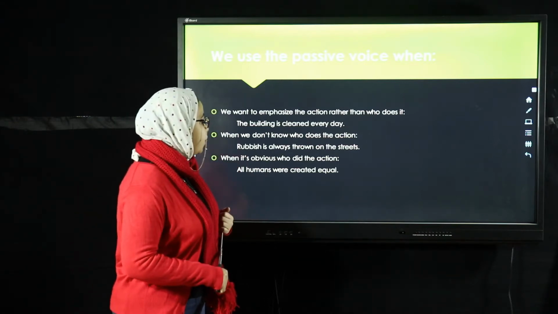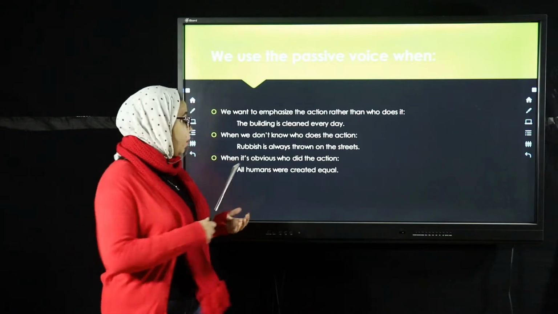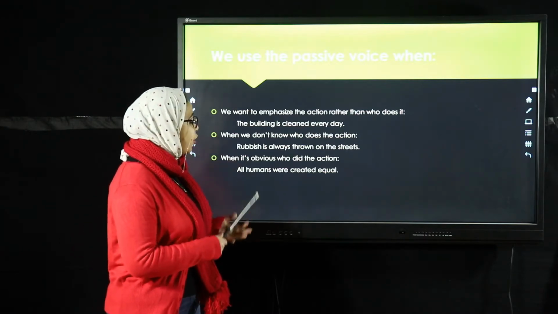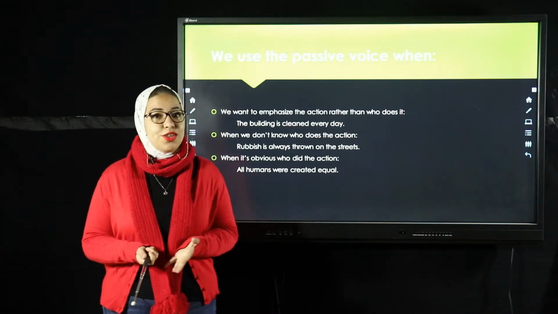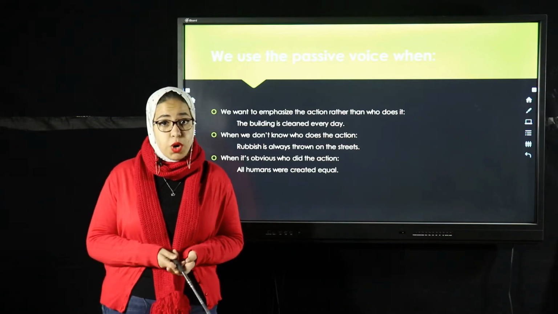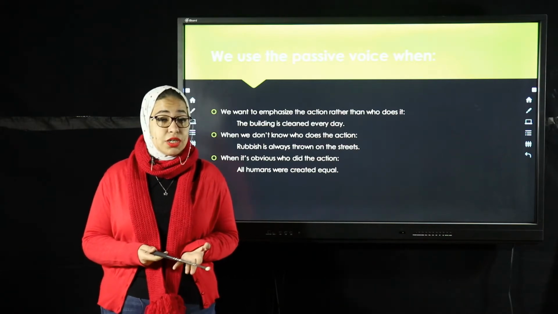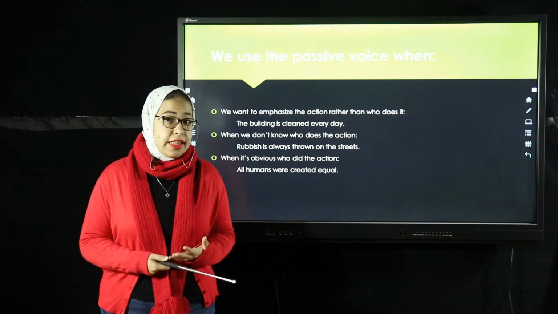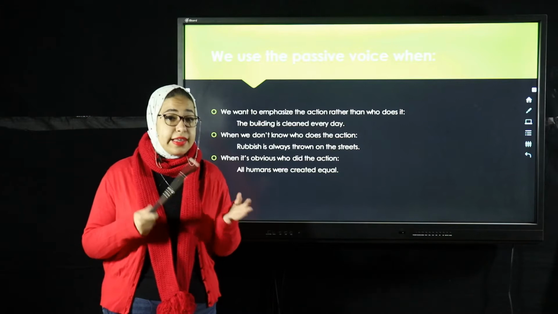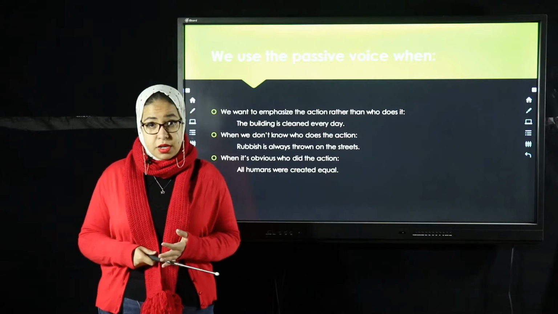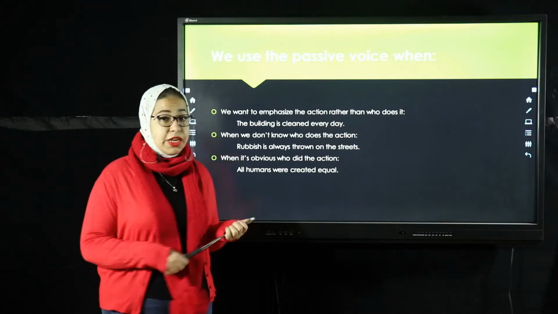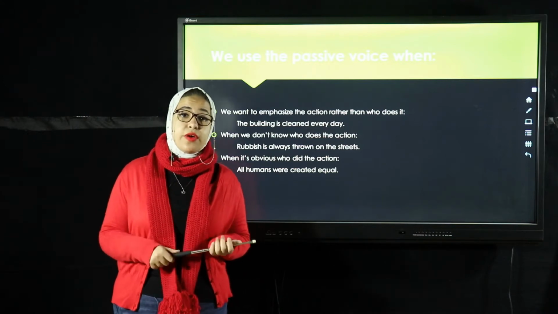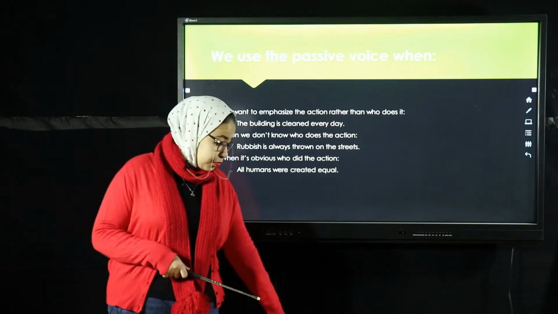And when it's obvious who did the action. God or all humans were created equal. Who created humans? God, of course. So I know who did the action. It's pretty obvious, so I don't have to say in the sentence that God is the one who created all people. So it's not going to be mentioned. That's why the sentence is going to be in the passive voice.